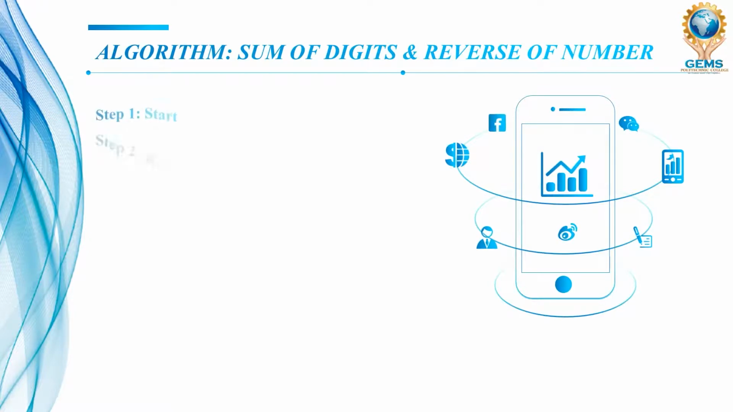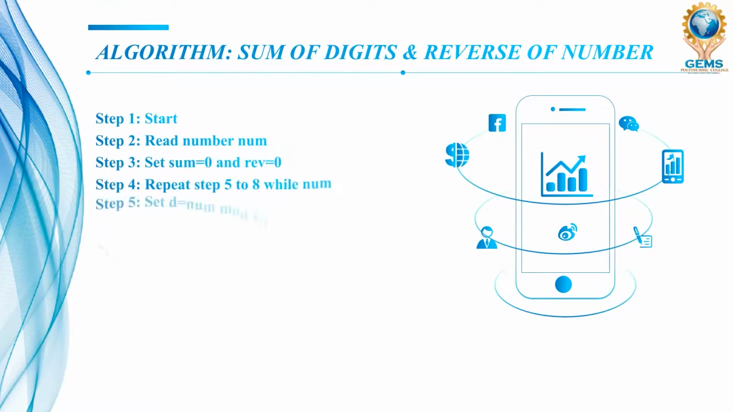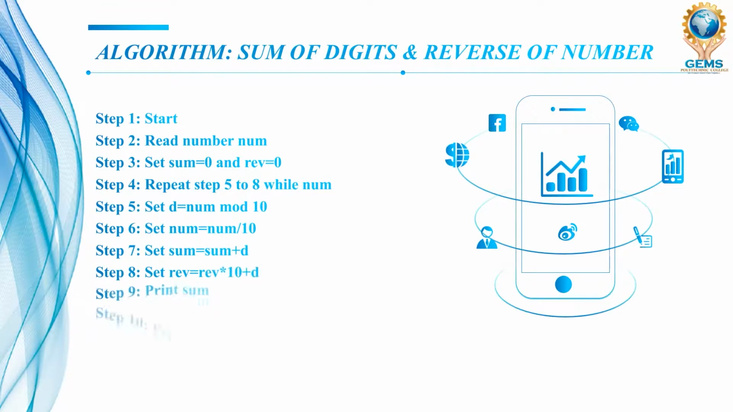So now we will see how to write the algorithm. We have 11 steps. The first step, we will start the program. Now read the number from the user. Now we can set sum equal to 0 and reverse equal to 0. Step 4 says that we will repeat steps 5 to 8 while using the condition, a while loop here.